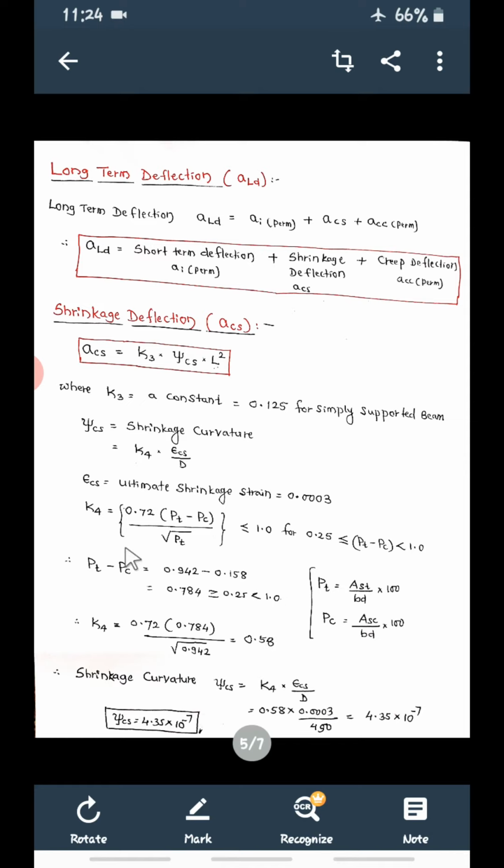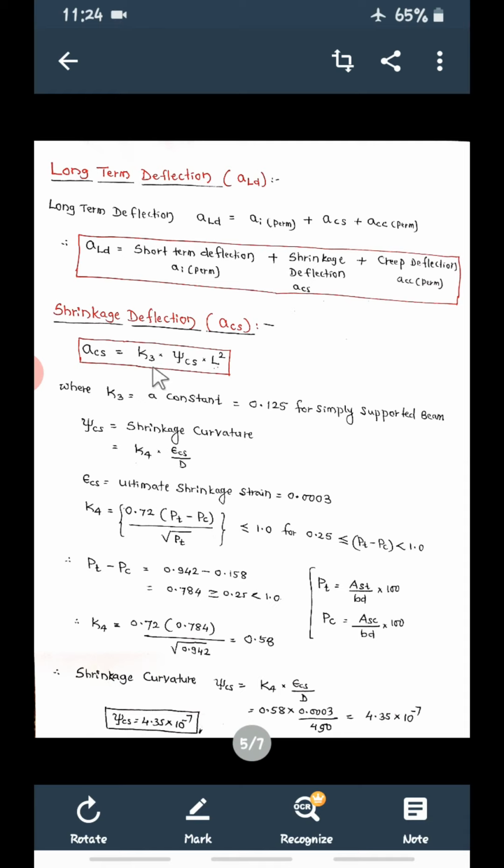So therefore, substitute this K4 value and the epsilon CS value divided by D, we'll get this phi CS. Shrinkage curvature phi CS is equal to K4 into epsilon CS divided by D. That is 0.58 into strain 0.0003 divided by 450. So this is 4.35 into 10 raised to minus 7. Again, shrinkage curvature is a strain, no unit. So this phi CS we have calculated.